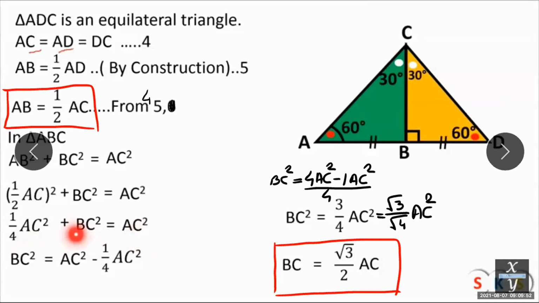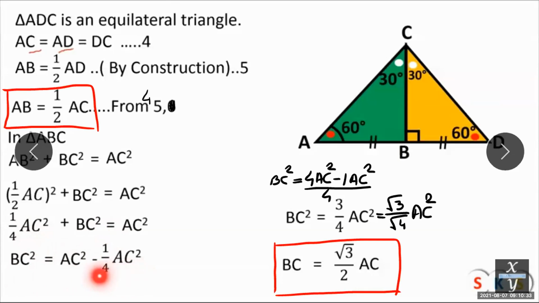Now as we have to find the value of BC, we will keep BC at its place, and this 1 by 4 AC square we will take to the right of the equation. So BC square as it is, then this equal sign, and this AC square, and this 1 by 4 AC square term gets subtracted from it. So this is the complete step.